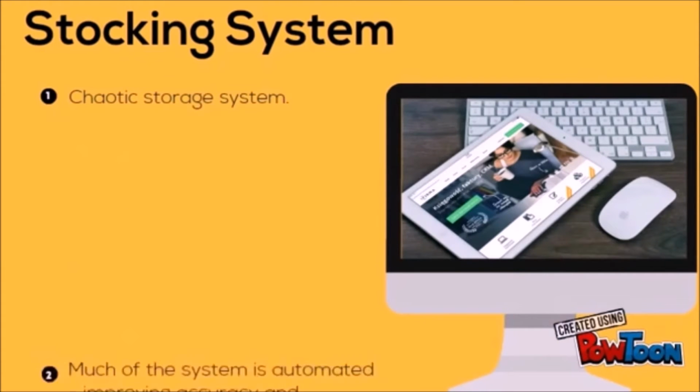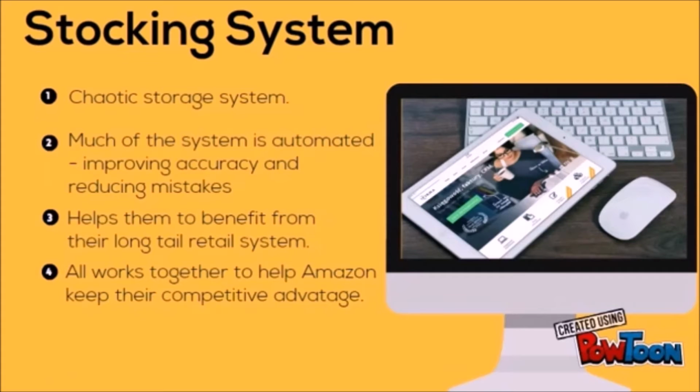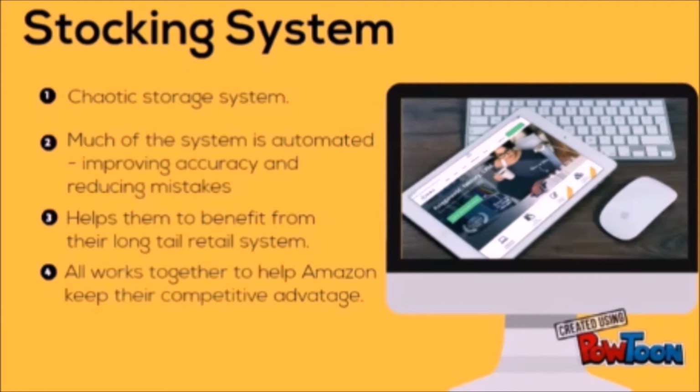Stocking system. The chaotic storage system used by Amazon enables them to be a leader in low-cost resource management. Being automated like their other IT strategies, the stocking system monitors stock levels and orders accordingly. This uses barcodes that scan when a product is introduced in the warehouse or taken out.